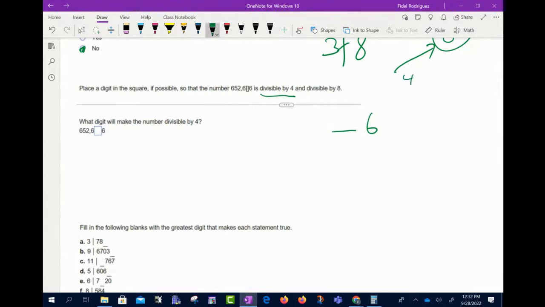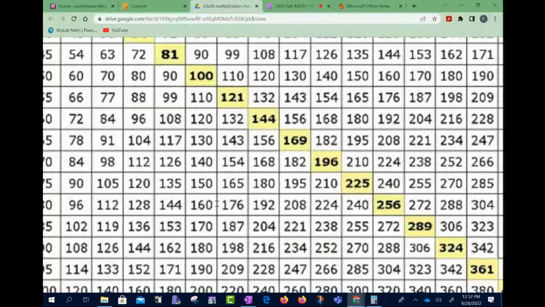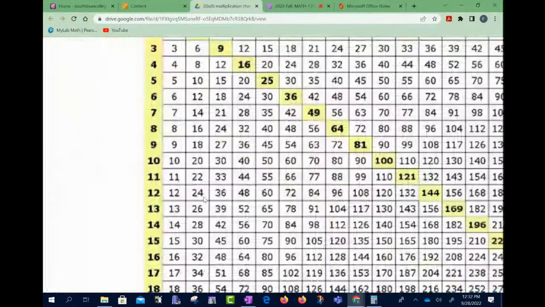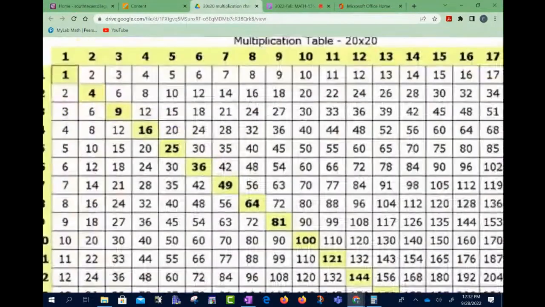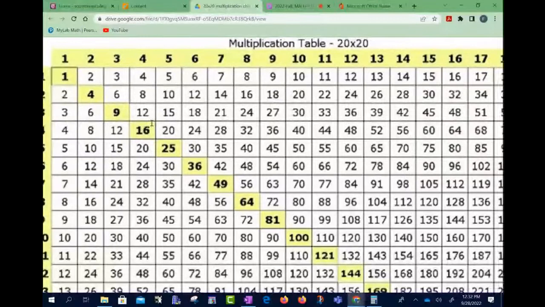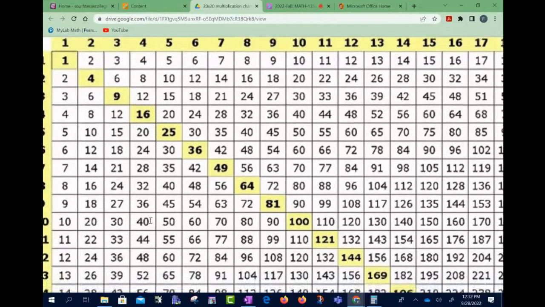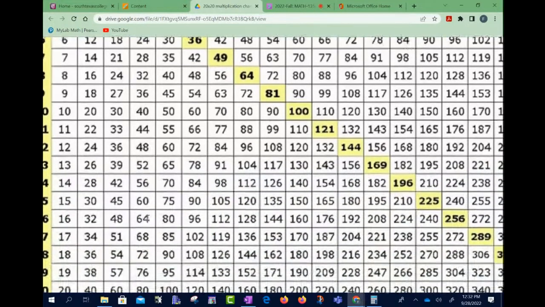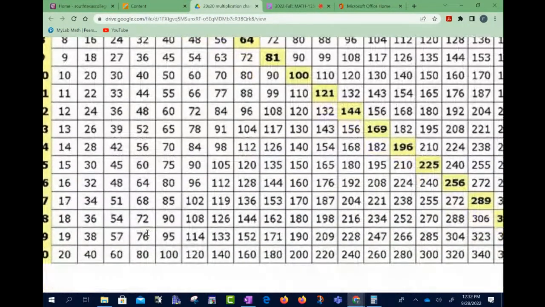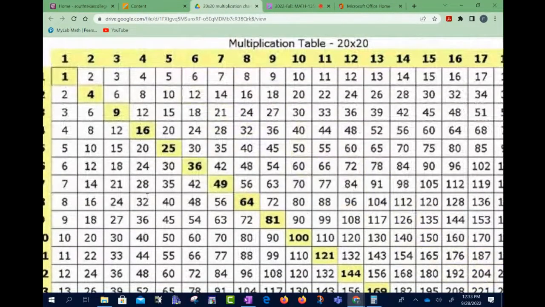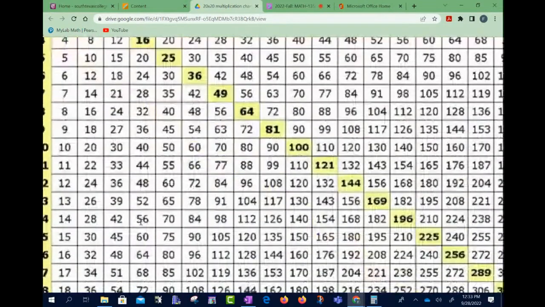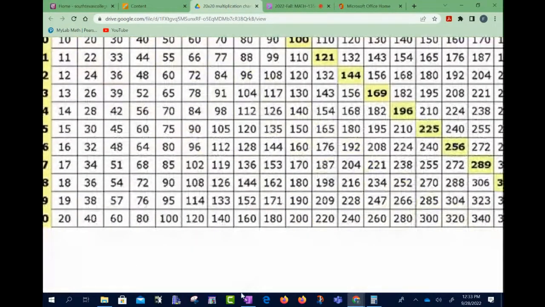Now, I want to think of my multiplication table. So I'm going to scroll back over here to my multiplication table, okay? And I'm going to look at the 4s. Here we go. So if I look at the 4s, remember, I know it ends in a 6. So look, I could put a 16, I could put a 36, I could put a 56, I could put a 76. Those are just some of the options that I have. So here's my 4s: 16, 36, 56, and 76.